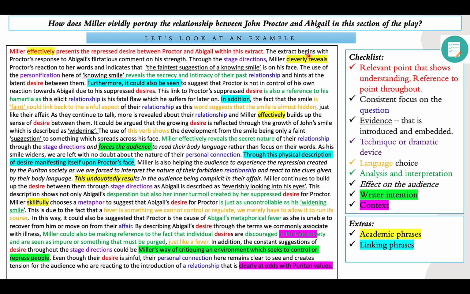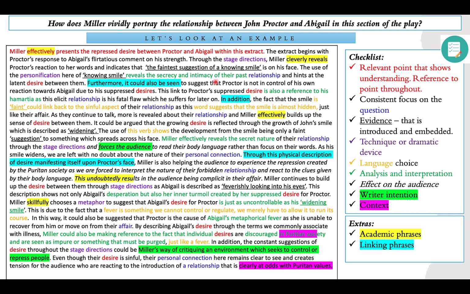So I've said I've got this from the beginning. Through the stage direction, so we have reference to a dramatic device here, Miller cleverly reveals Proctor's reaction to her words and indicates that the faintest suggestion of a knowing smile is on his face. So we've effectively embedded and introduced the quotation here. The use of the personification, so we've identified a technique, of knowing smile. We've also said which part of the quotation is the personification. So we've identified it's this part.